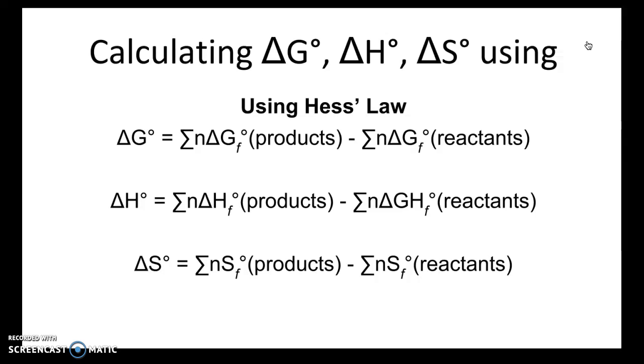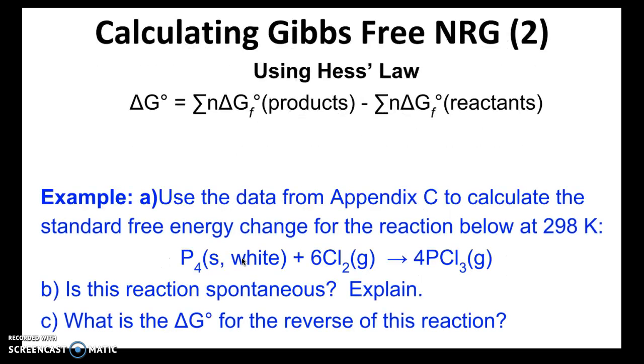So we sort of introduced this before, and that's why we talked about formations, because as you can see in Hess's Law, we use the delta G's of formation, delta H of formations, and S of formations in their standard states. So let's take a look at a problem where we'll be using one of these. And we're going to just focus on delta G, but note you can calculate this for delta H and delta S as well. So it says use the data from Appendix C to calculate the standard free energy change for the reaction below at 298 K.